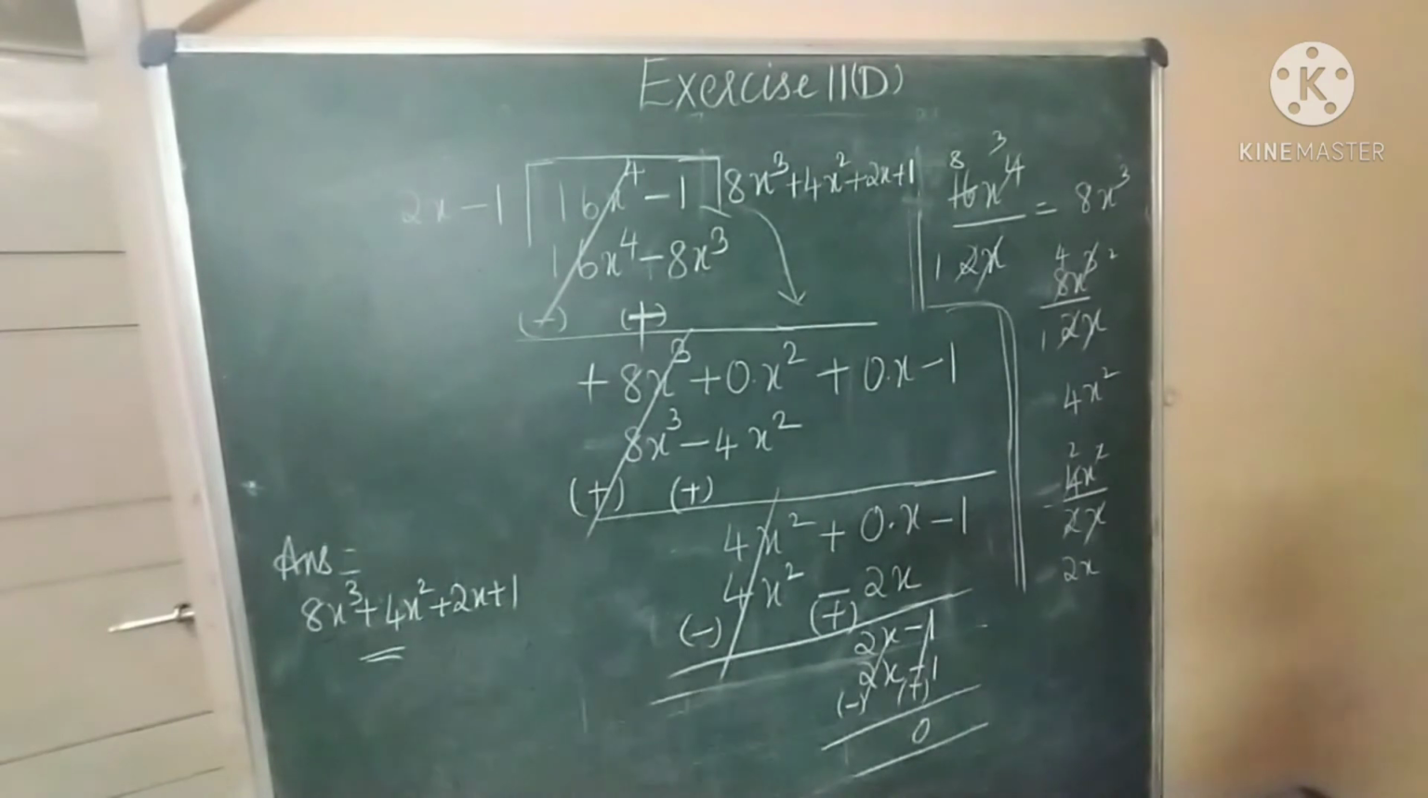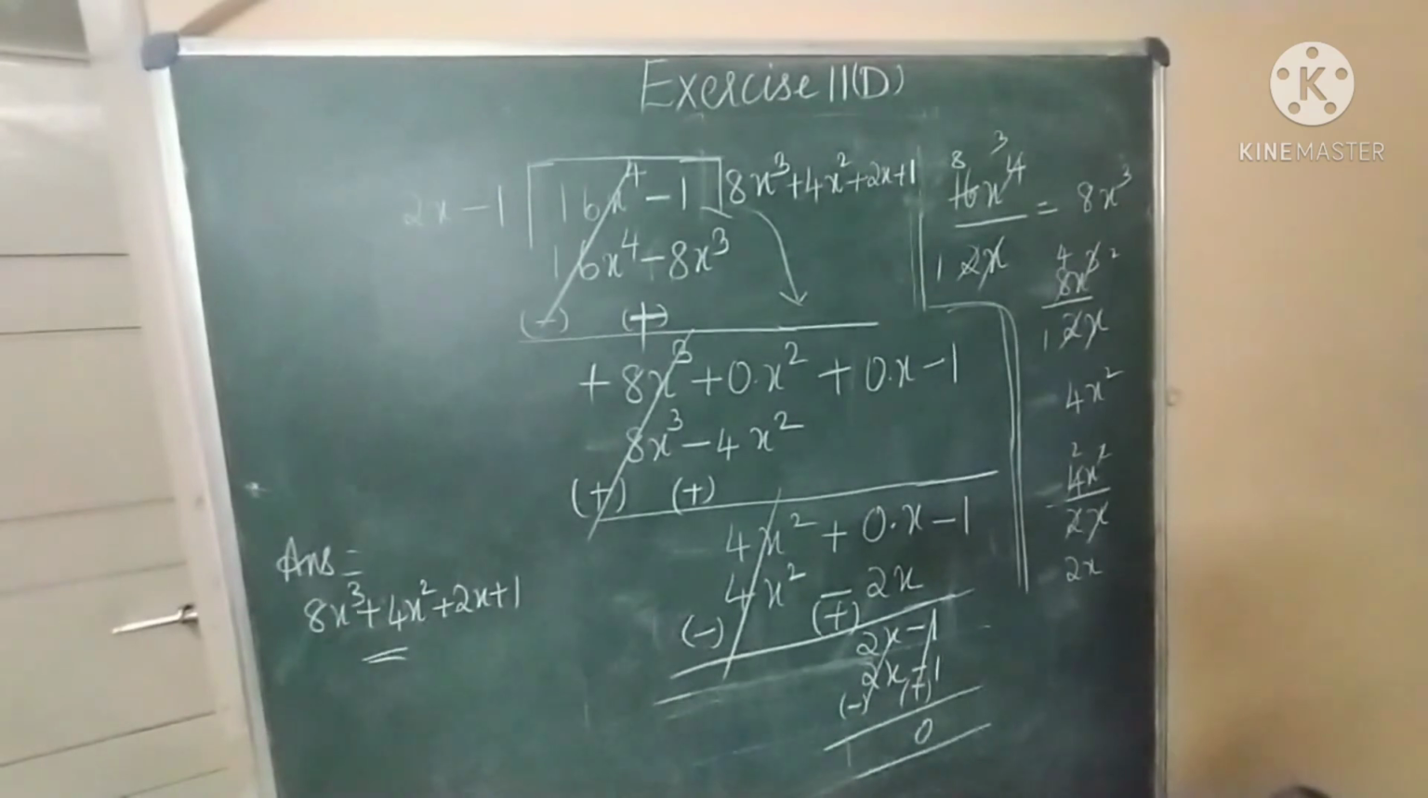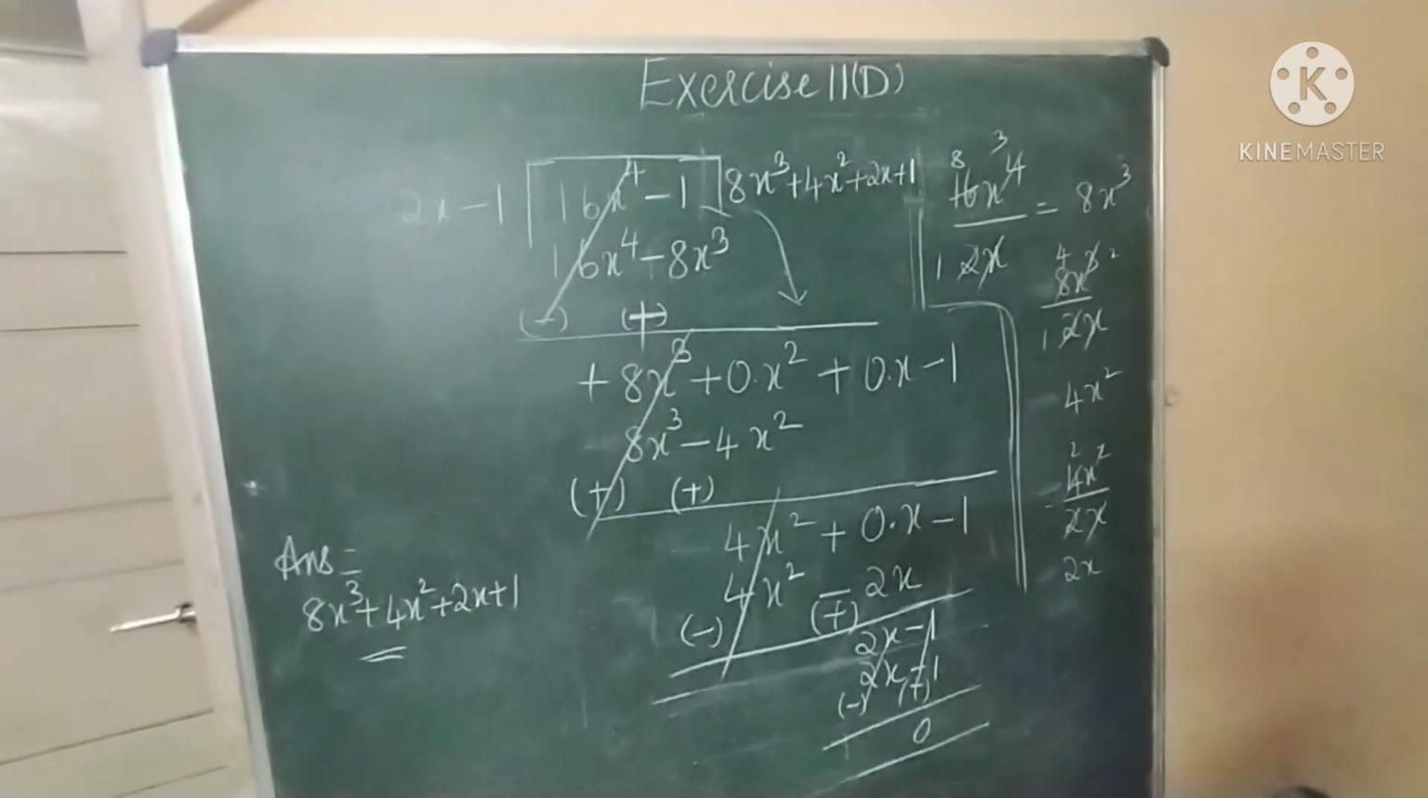So here you can see the working to find the quotient, which is when the dividend, the product 16x to the power of 4 minus 1, is divided by the divisor, which is one side. The other side is found out, that is the quotient, 8x cube plus 4x square plus 2x plus 1. This is the working of the division of expressions.